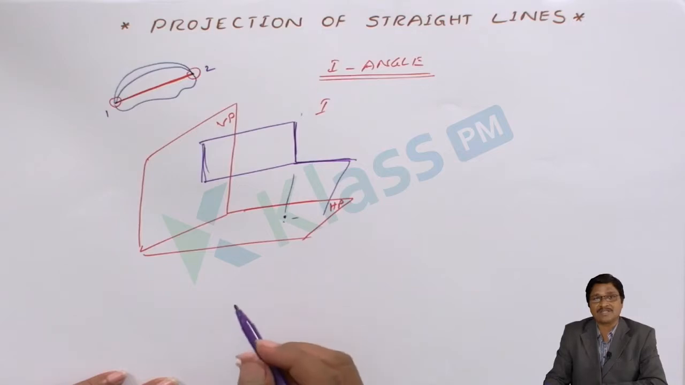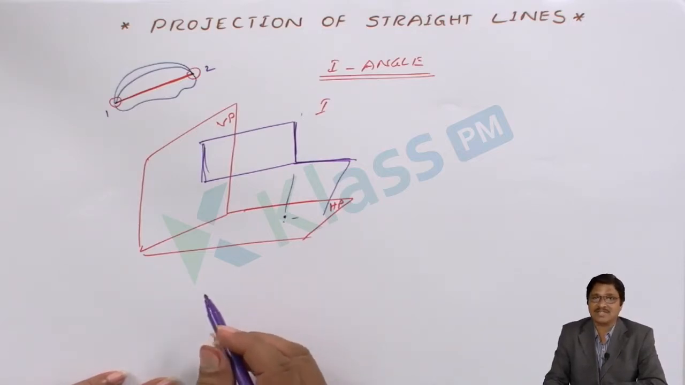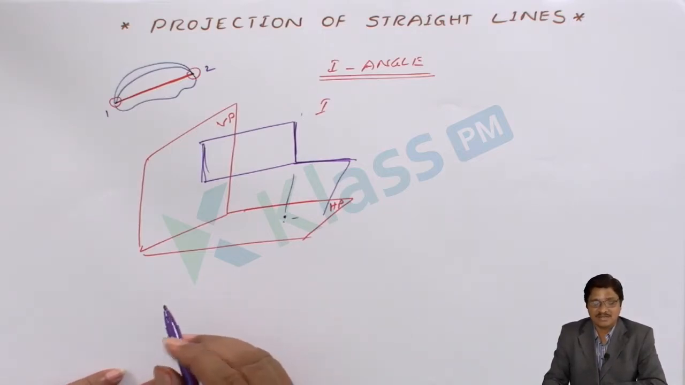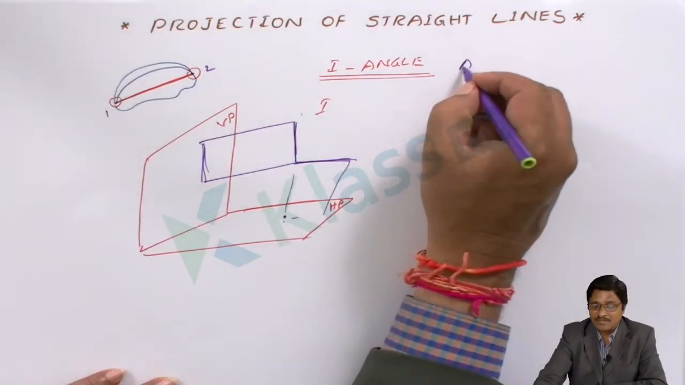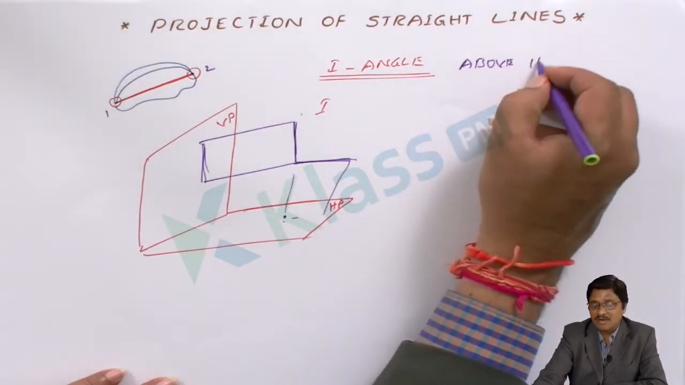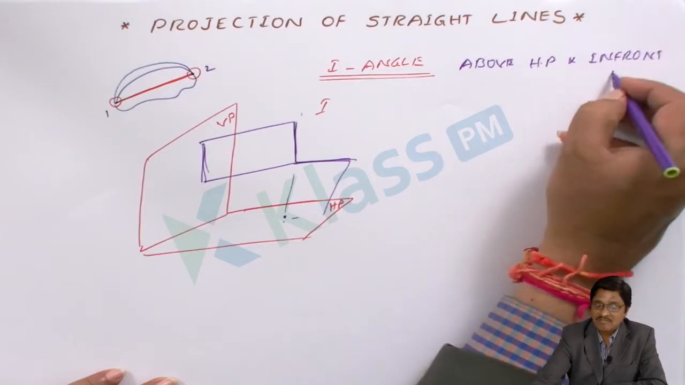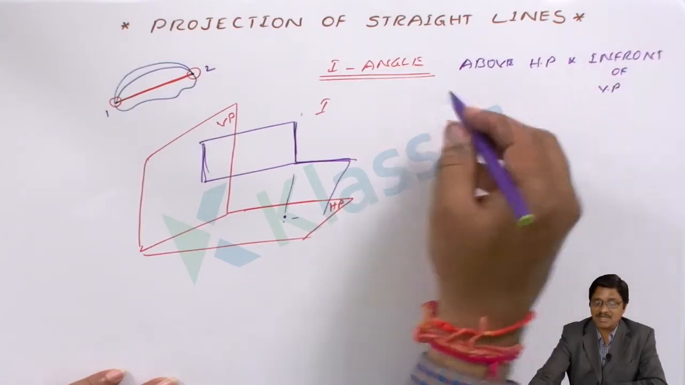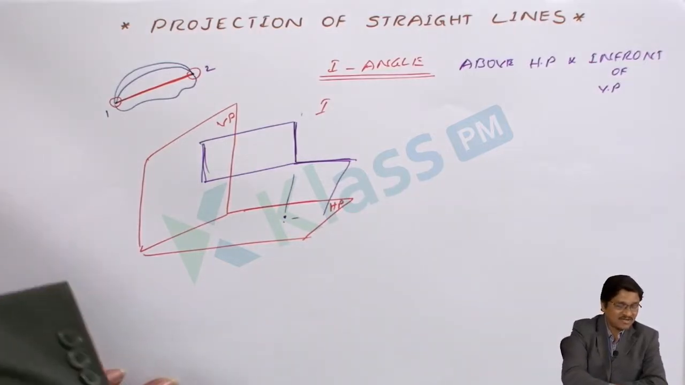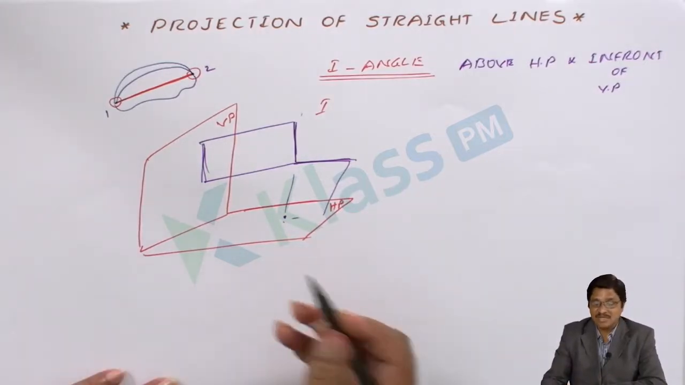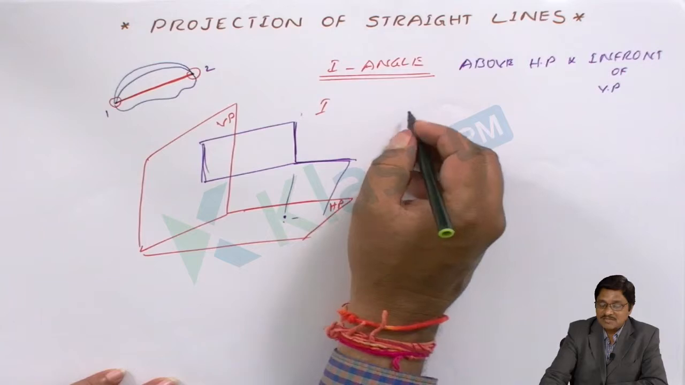So now what are the possible positions of the line with respect to the first angle? The first angle means it should always be above the horizontal plane and in front of the vertical plane. This is the condition of the first quadrant. In the same first quadrant position, we can assume different orientations. So what are the orientation possibilities?